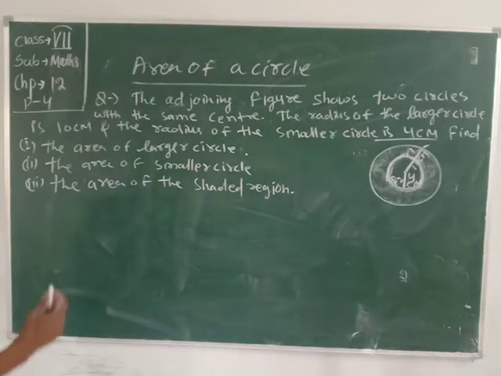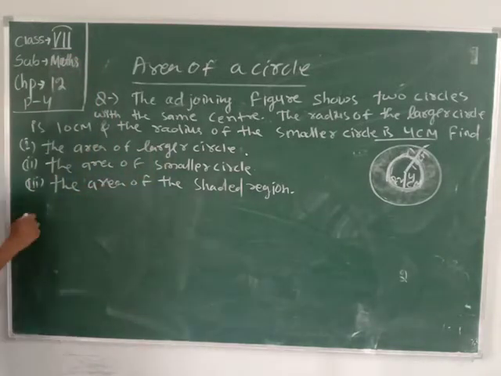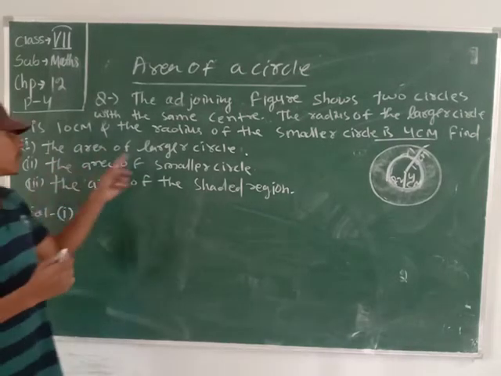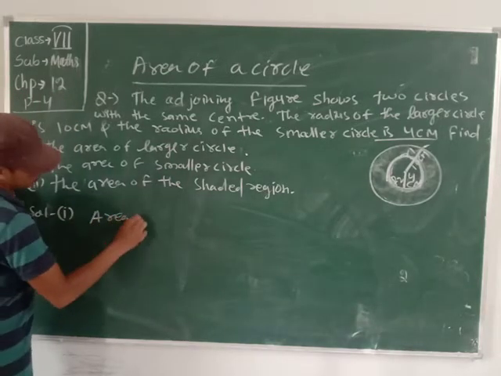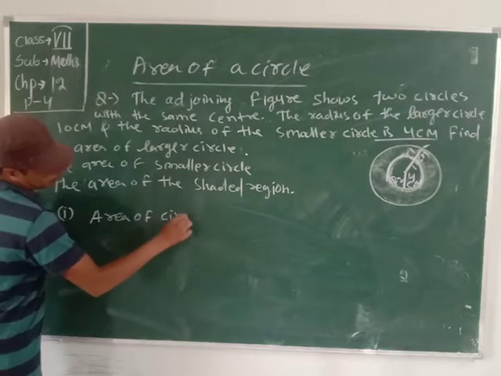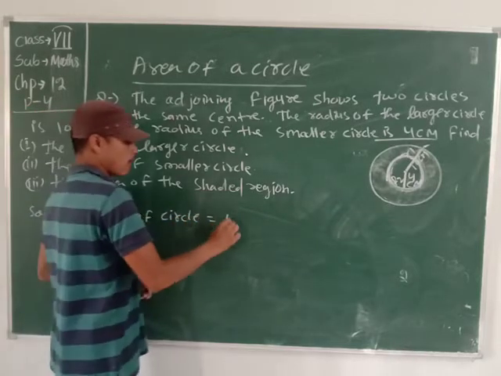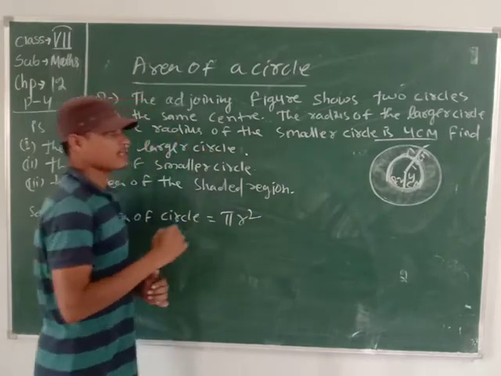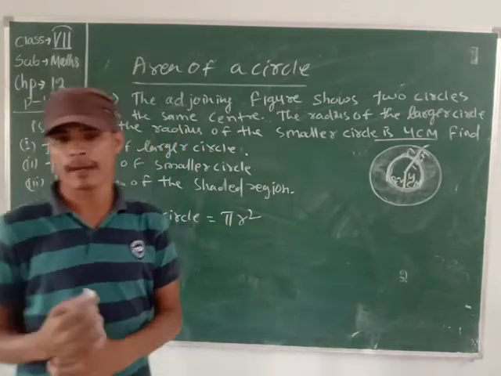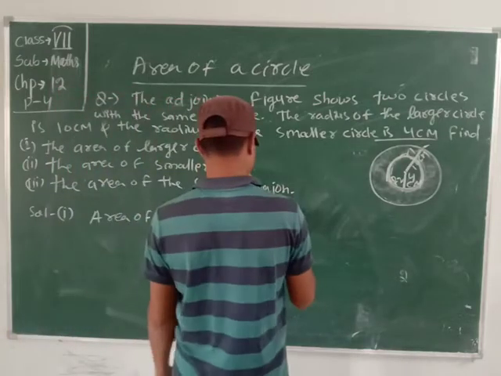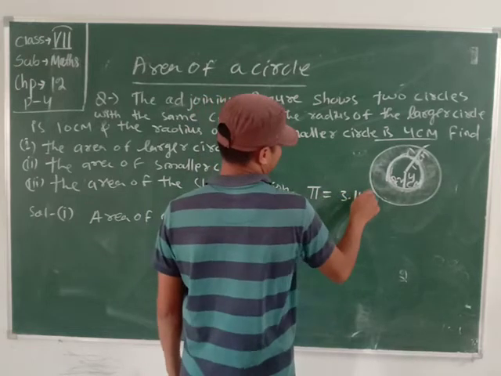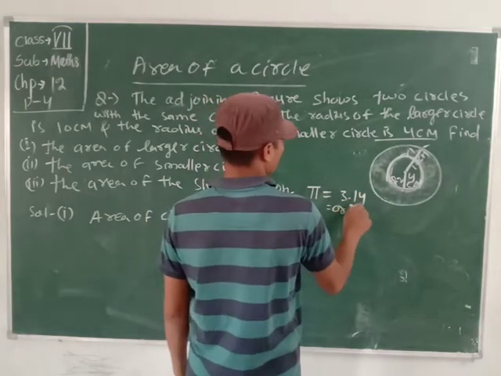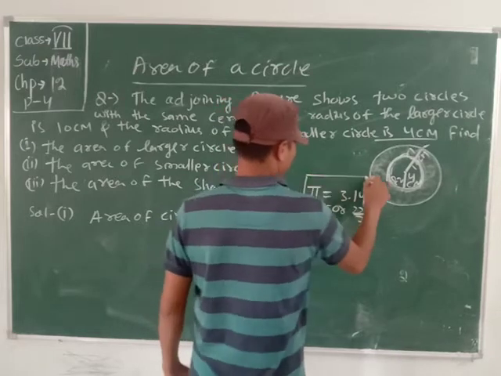Okay, so here find the area of the larger circle. Solution for 1. What is the question? The area of the larger circle. You know that the area of a circle equals pi r square. Then here we take the value of pi equal to 3.14 or 22/7.